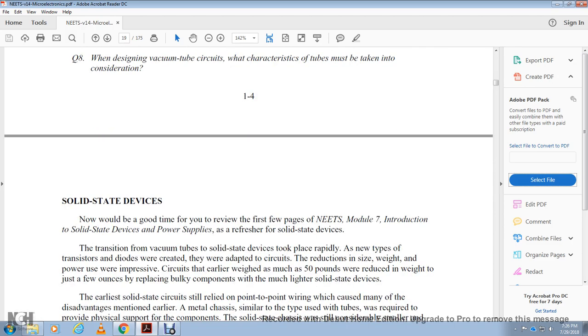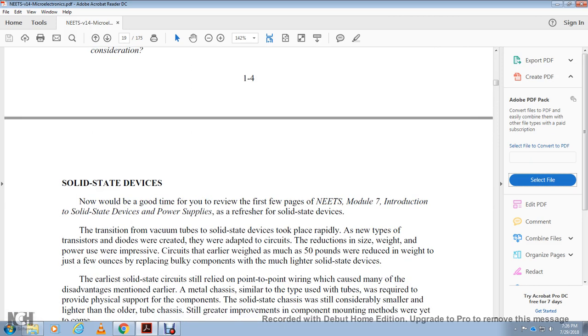Solid state devices. Now, let's take some time for review of the first few pages of NEETS Module 7, Introduction to Solid-State Devices and Power Supplies. Solid state devices replaced the vacuum tube rapidly.